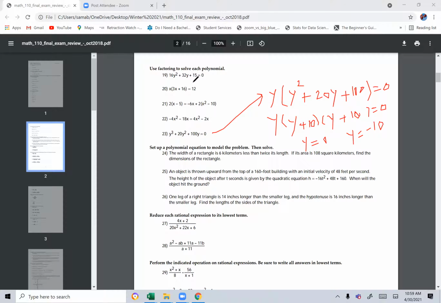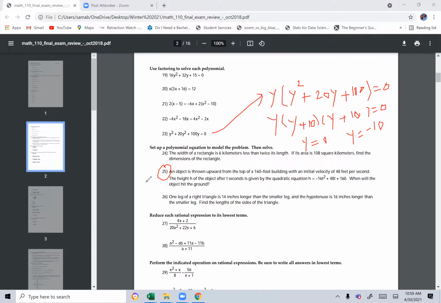All right, 25, word problem. An object is thrown upward from the top of a 160-foot building with an initial velocity of 48 feet per second. The height h of the object after t seconds is given by the quadratic equation h equals negative 16t squared plus 48t plus 160. This is a very common problem, guys. You might see something like that. When will the object hit the ground?